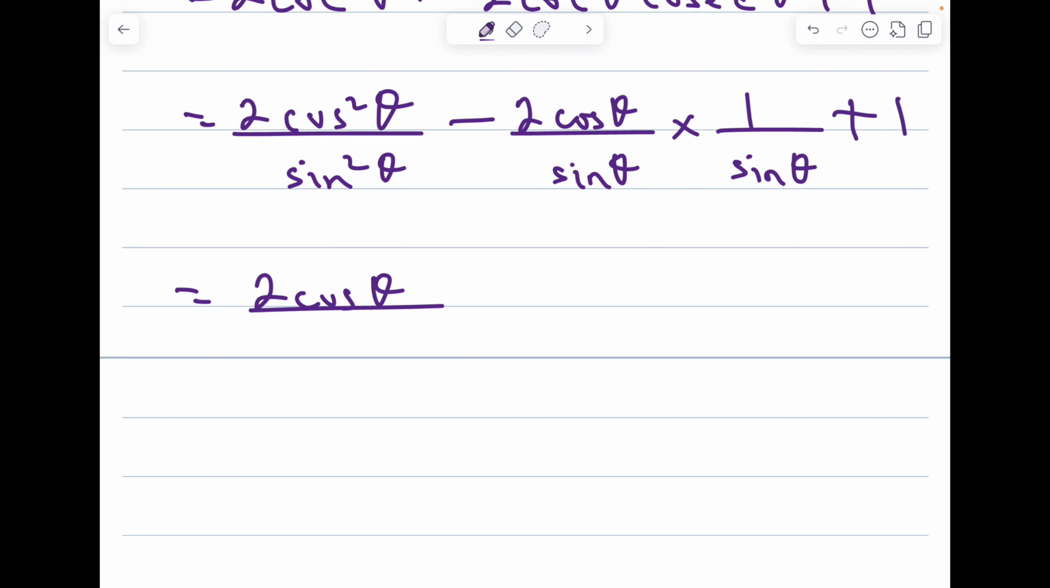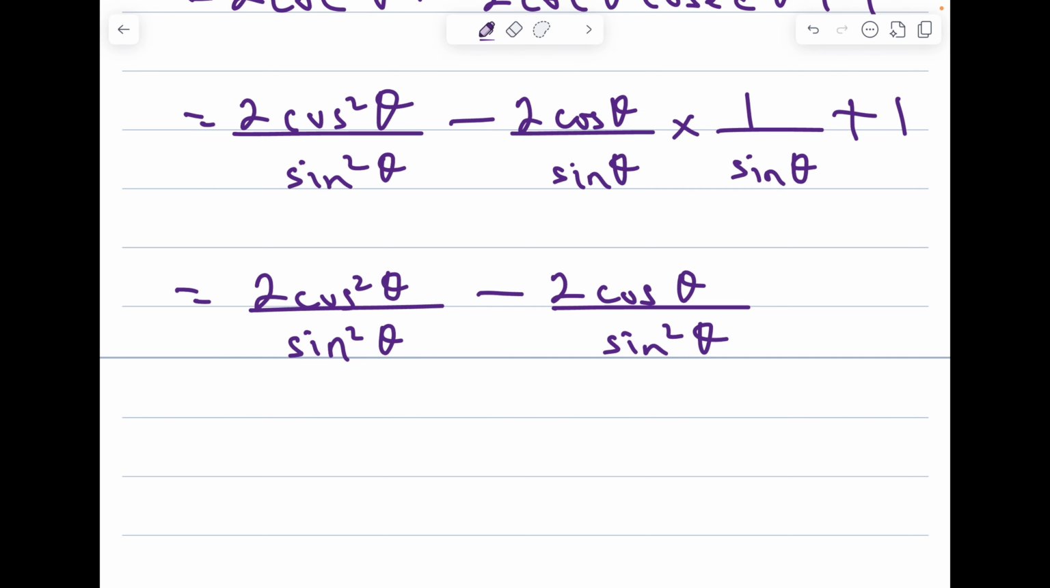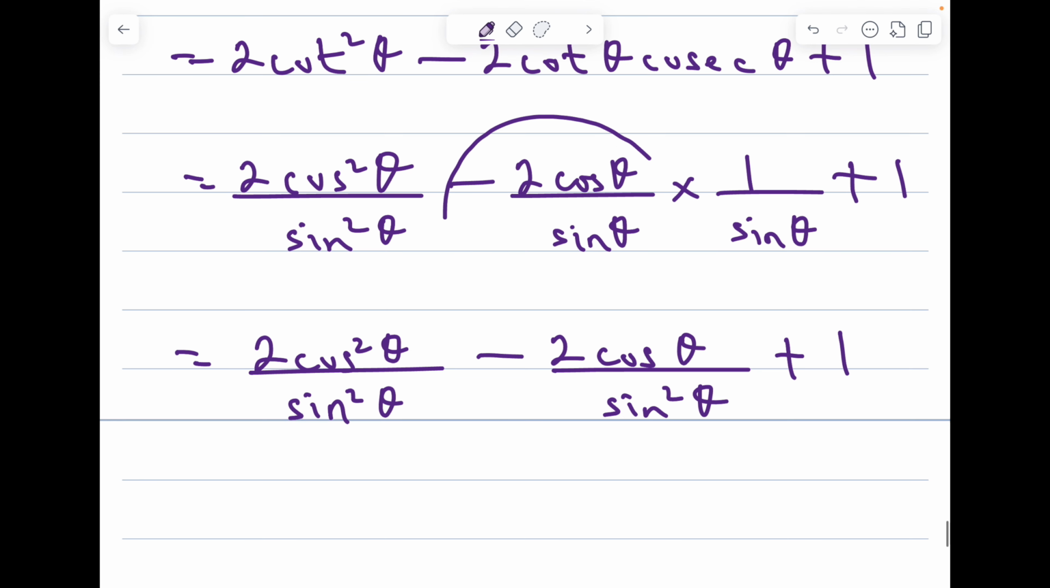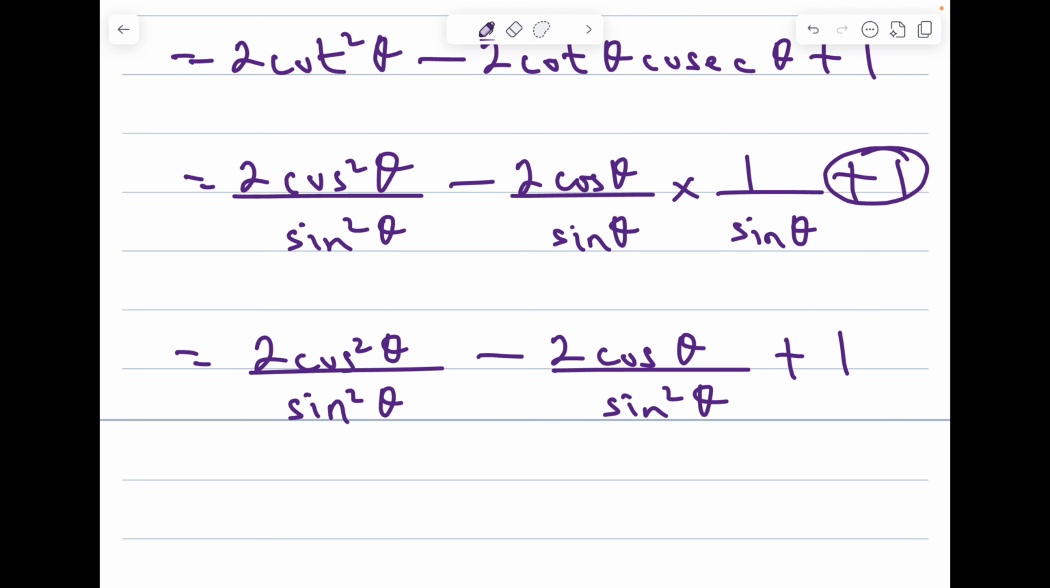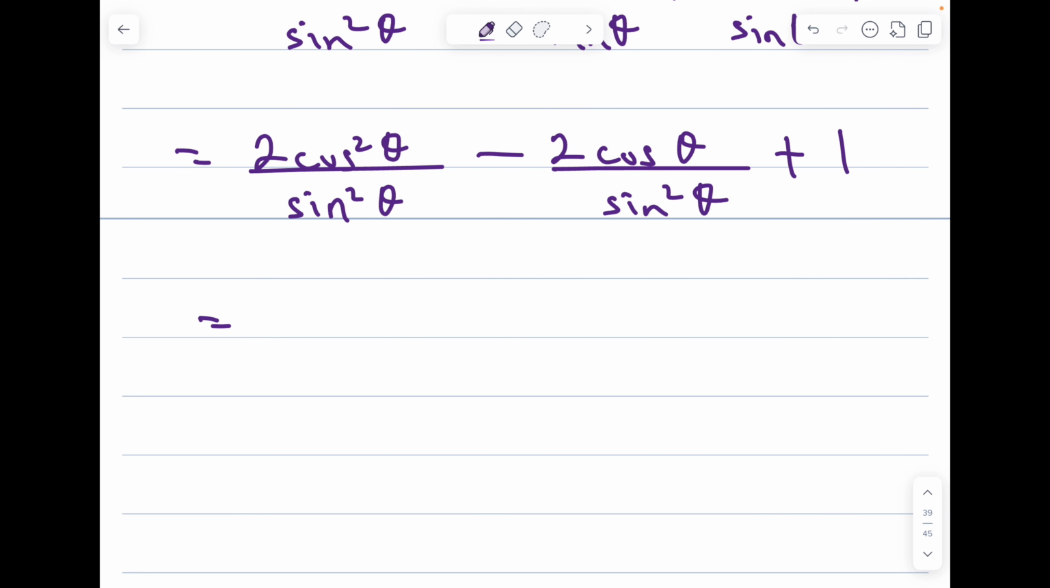2 cos theta, 2 cos square theta rather. That will be 2 cos square theta over sine square theta minus 2 cos theta over sine square theta plus 1. If you multiply this by this, you get this, and you add this 1. Now, what's the next thing to do?